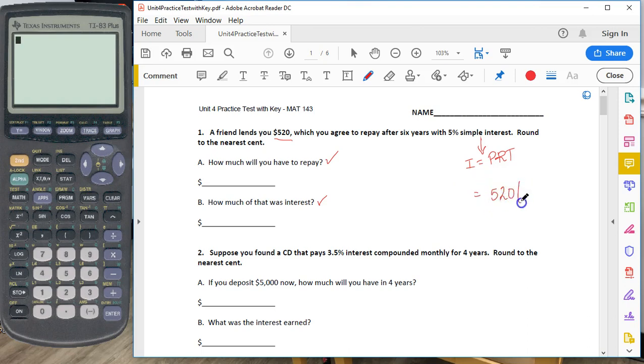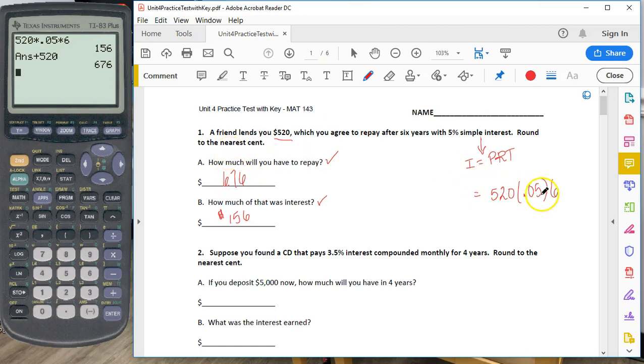is $520, times the rate, which is 0.05 as a decimal, and then the time, which is 6 years. So we're just going to need to multiply those numbers together. We'll get $156. So that's the interest. But you don't just pay the interest, right? You pay the interest plus the amount that you borrowed. So we're going to have to pay back $676 altogether. So no TVM solver needed there.